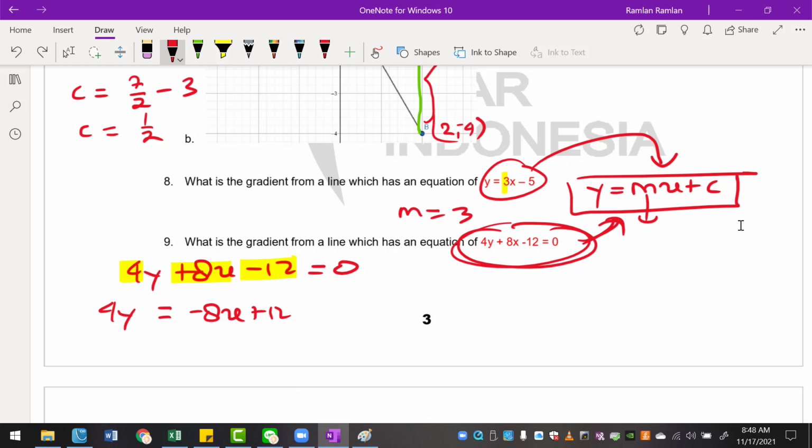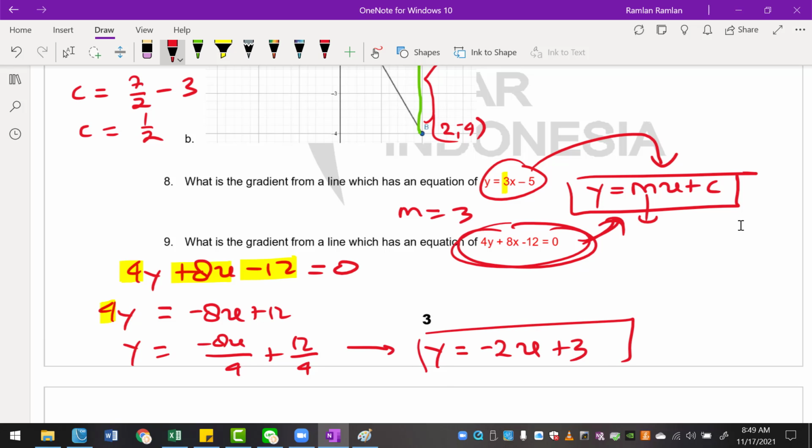And then we still have this 4, right? So we need to get rid of this 4 by dividing all by 4, okay? So y equals minus 8x over 4, and the 12 also divided by 4, right? Because we have two terms, so these two terms need to be divided by 4. That leaves us with minus 8 divided by 4 is minus 2x, and 12 divided by 4 is 3. So this is going to be the line equation.